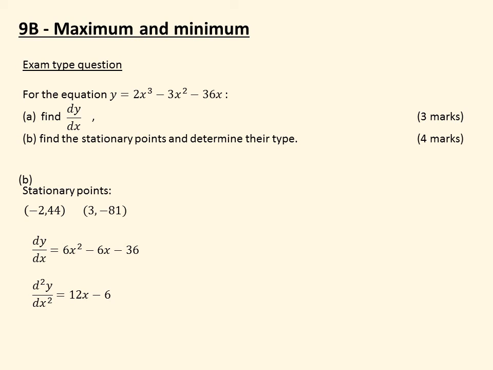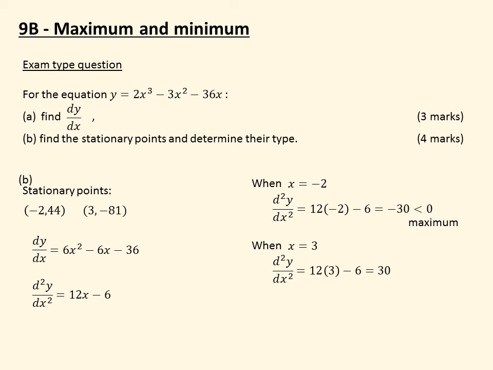So let's start with x equals -2. The second differential has a value of -30, which is less than 0. So this stationary point is a maximum. If we put 3 into the expression, we get a value of 30, which is bigger than 0. So this stationary point is a minimum.